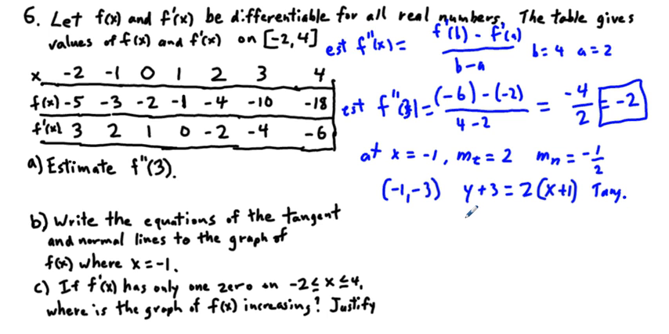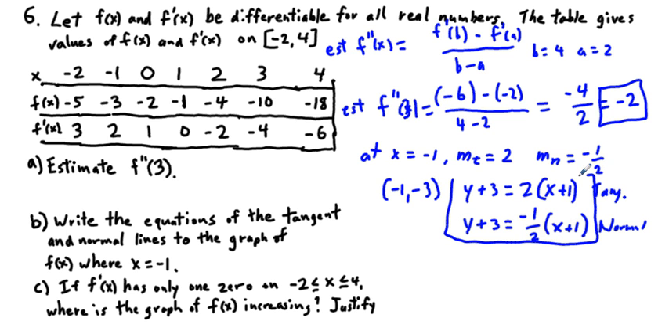And this other one, the normal one, is going to be the same thing. y plus 3 equals, now we're going to put negative 1/2 times quantity x plus 1. Okay, this is going to be a normal line. So these are our two equations for the tangent and normal line respectively.